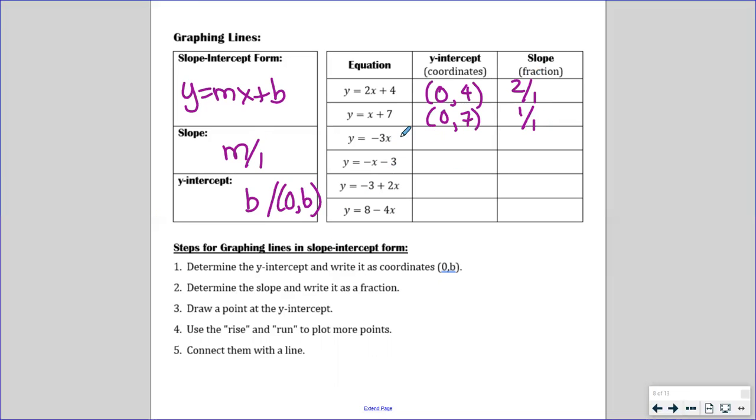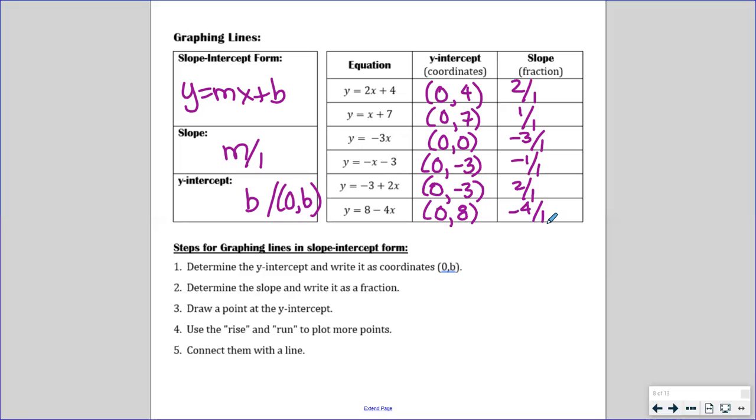The y-intercept, we don't have one, so that means it's 0, 0. And then the slope is negative 3 over 1. Y-intercept is 0, negative 3. There's a negative in front of the 3. And then the slope is negative 1 over 1. All right, be careful. This was switched. So then our y-intercept is 0, negative 3. And the slope is 2 over 1. And same thing, our y-intercept is 0, 8. And our slope is negative 4 over 1.